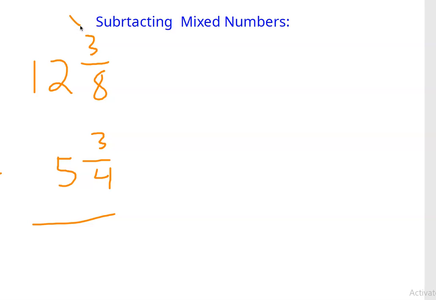All right, so now let's go ahead and try one with regrouping. So let's do 12, a bigger number, 12 3/8 minus 5 3/4. Now I know there's going to be regrouping because I see that the 3/8 is less than a half and 3/4 is greater than a half, but you'll see it in a moment if you don't see it right now. So in this case, the 4 does go into the 8. So let's make 8 our common denominator.